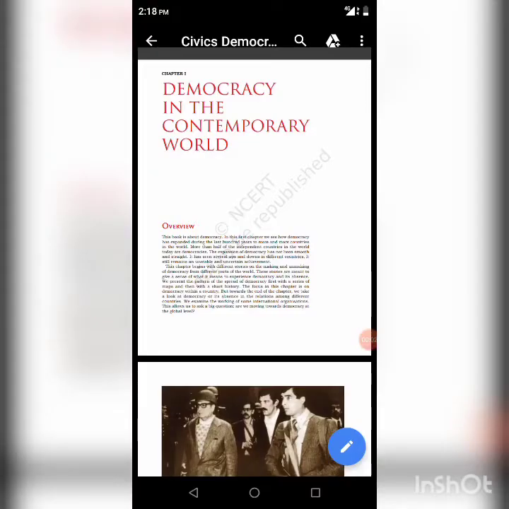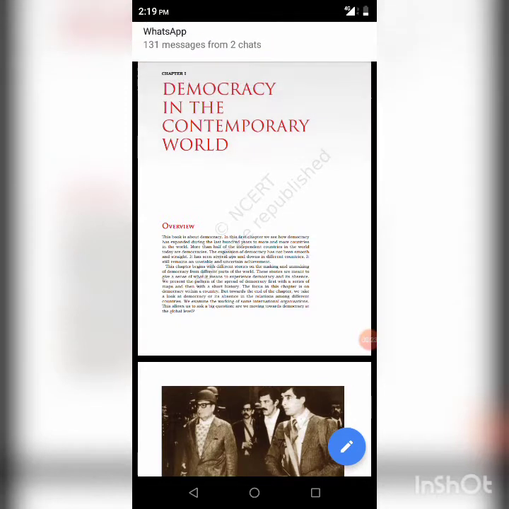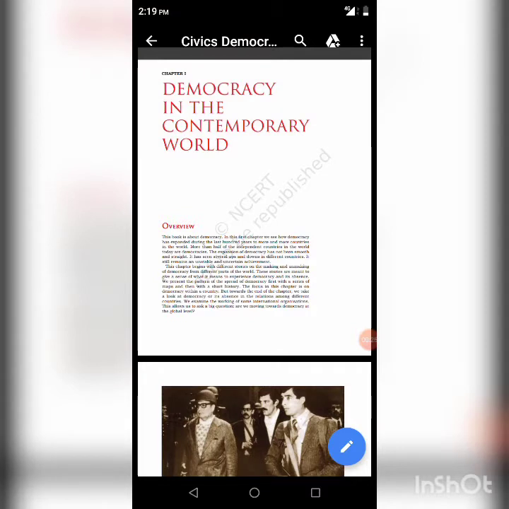Today we will discuss class 9th chapter 1, Democracy in the Contemporary World. In this chapter we will understand what democracy is and why it should be adopted by governments to follow rules and regulations inside their country. So, the first question that arises in our mind is: what is democracy?